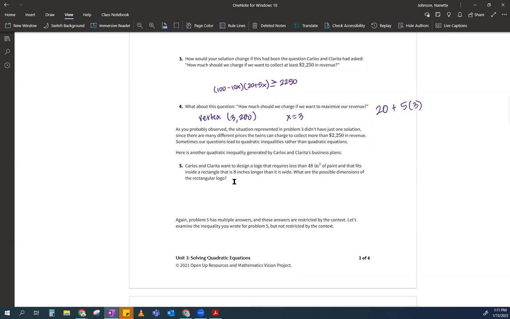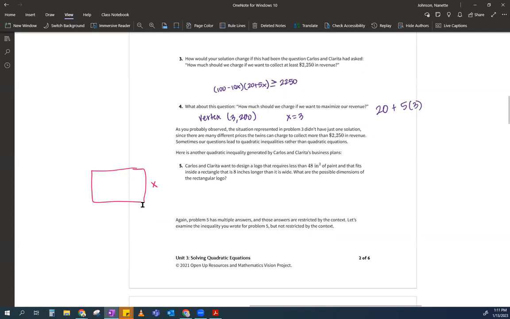So I'm going to just draw a rectangle. I don't know if this is proportional, but it's pretty good. Okay, and that fits inside a rectangle that is 8 inches longer than it is wide. So here, I know that something is going to be 8 inches longer than it is wide. So if I say that this is how wide it is, X, because I don't know how wide it is, how long would I write this part to be?